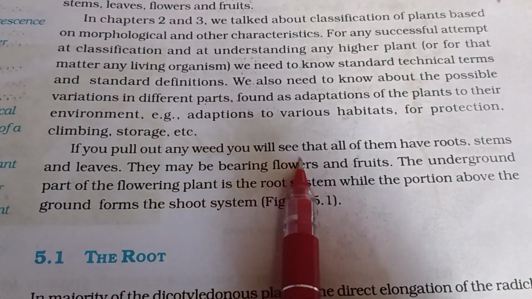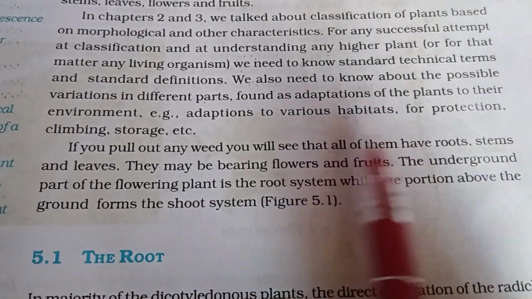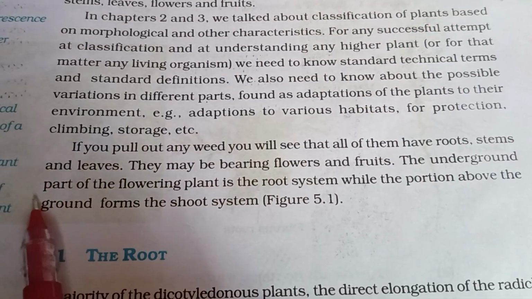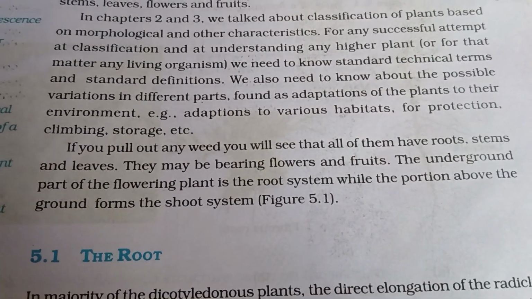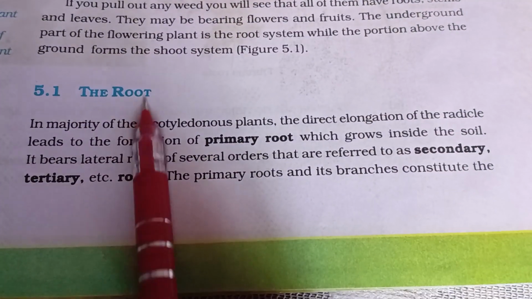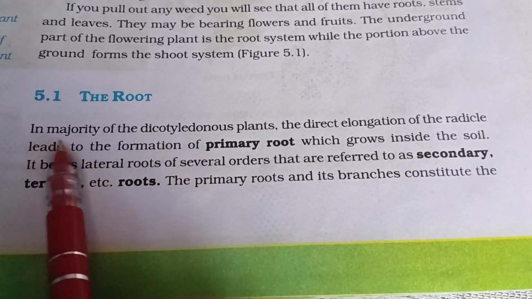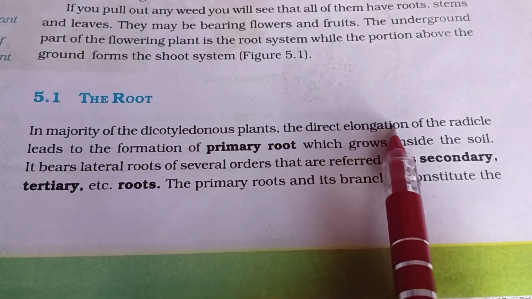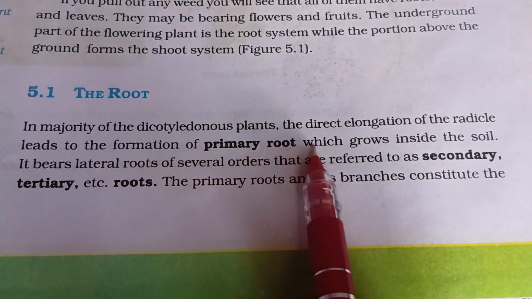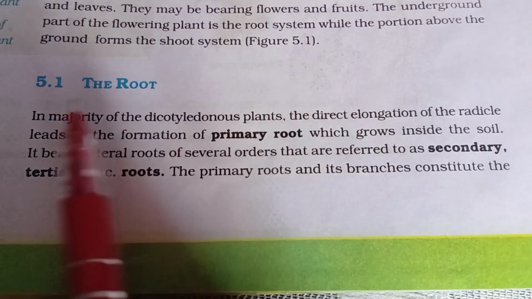If you pull out any weed, you will see that all of them have roots, stems, and leaves. They may be bearing flowers and fruits. The underground part of the flowering plant is the root system, while the portion above the ground forms the shoot system. In the majority of dicot plants, the direct elongation of the radicle leads to the formation of the primary root, which grows inside the soil.